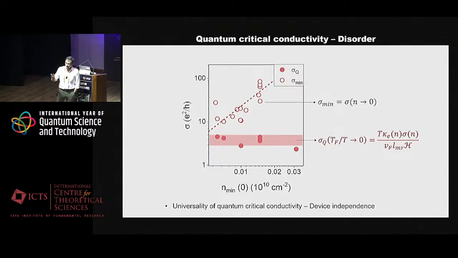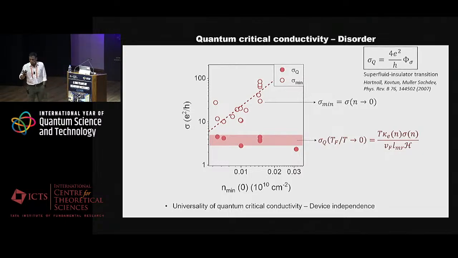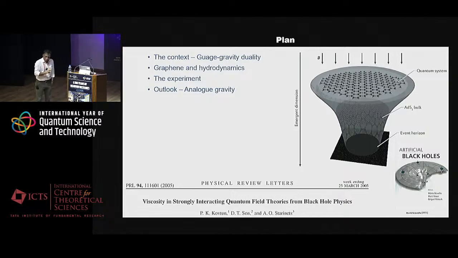In this context, the number 4 e squared by h needs to be calculated and found out. But if I look at this old calculation of the superfluid insulator transition, sigma q is expected to be around 4 e squared by h multiplied by the universality class factor phi sigma, which is of the order of 1. Good. So one of the questions we want to ask is: we have found a way in which the quality of graphene is sufficiently good that it is a quantum critical system. Probably some properties are universal.